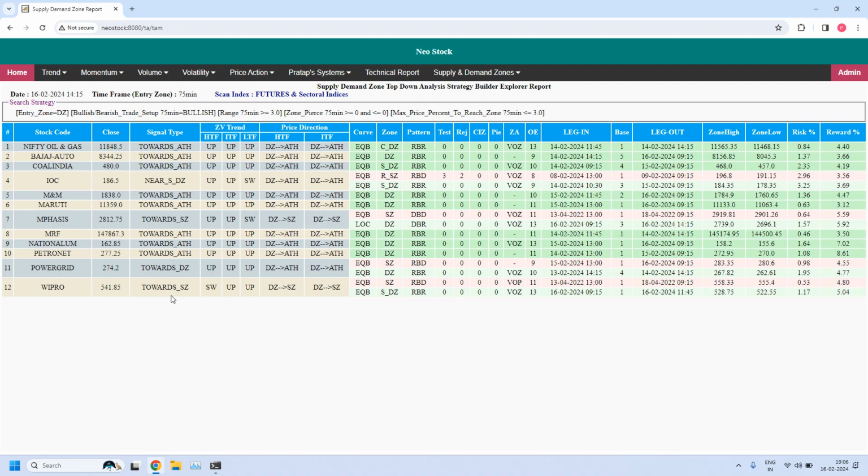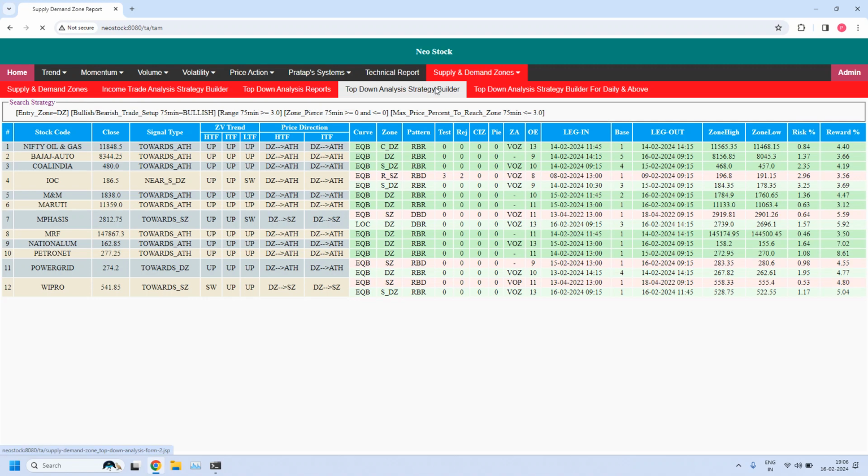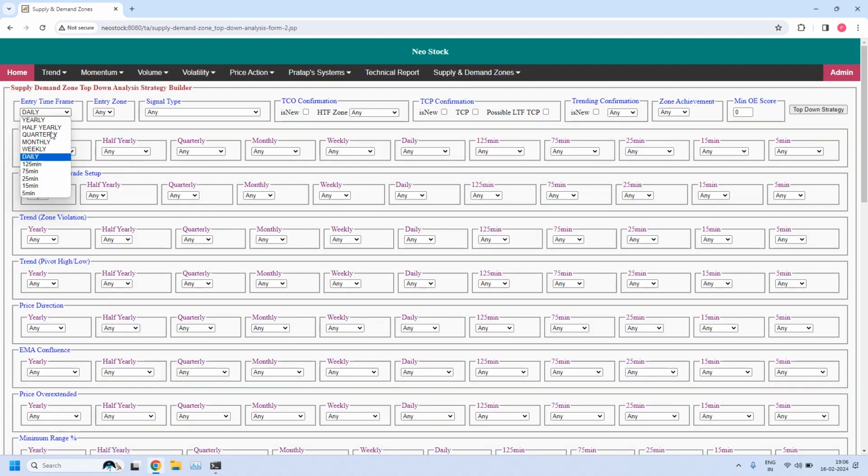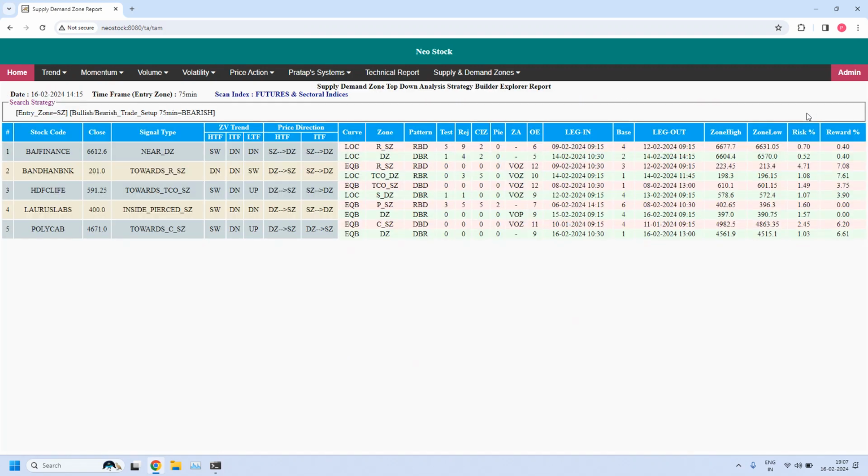Okay. Now the final report, bearish trade setup. First, weekly income trade. Now I am selecting entry time frame as 75 minutes. That is our LTF zone. And entry zone should be supply zone, because it is a bearish trade setup. We take entry on the supply zone. And in bullish or bearish trade setup parameter, at 75 minutes, I am selecting bearish. Let us filter. Now only these 5 stocks are filtered.